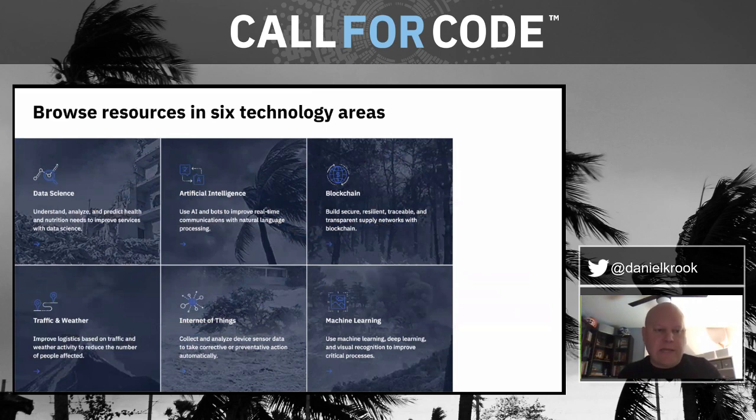That includes data science for helping do some analysis, maybe some risk assessments, predictions, artificial intelligence for doing real-time communications, translations, visual recognition, assessing where problems are, filing insurance claims, blockchain for creating secure financial networks. So accountability can be brought to, for example, the donation process. Traffic and weather information. The Weather Company, it's part of IBM. They've opened up many of their weather APIs to Call for Code participants.